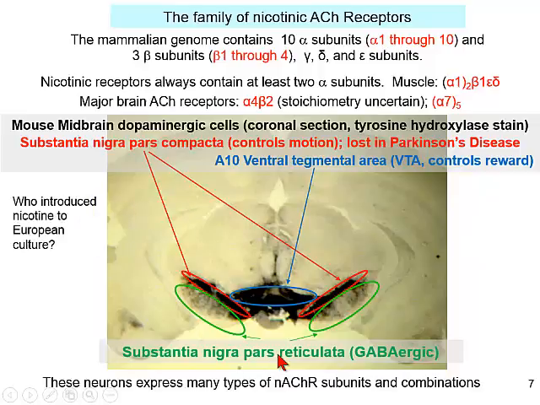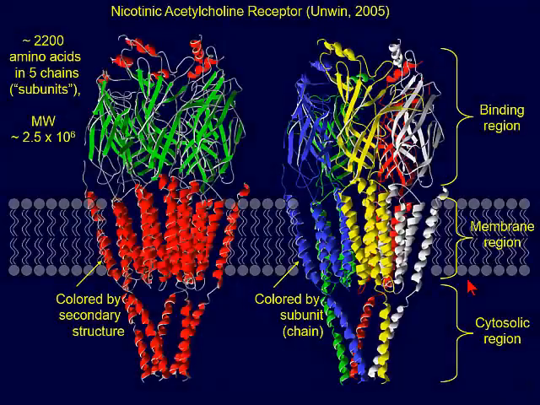Now, for today's tough question: who introduced nicotine to European culture? Would anyone like a hint? Here is the hint. Yes, it was Columbus. His crew first sampled tobacco in 1492.